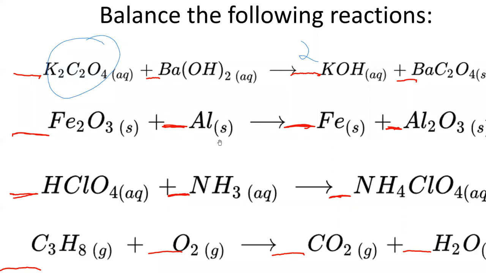No matter what you eventually have to do to the potassium oxalate at the front, you know that your potassium hydroxide is going to be twice as much, period, right? We know that has to be true because that's the only place we see potassium. So with that in mind, that's a good place to start. Even if we're going to come back and change the one and the two into a 2 and a 4 later on, at the very least, we know potassium's balanced like this. And if we look at that, we know that barium's already balanced because there's one barium on the left and one barium on the right.